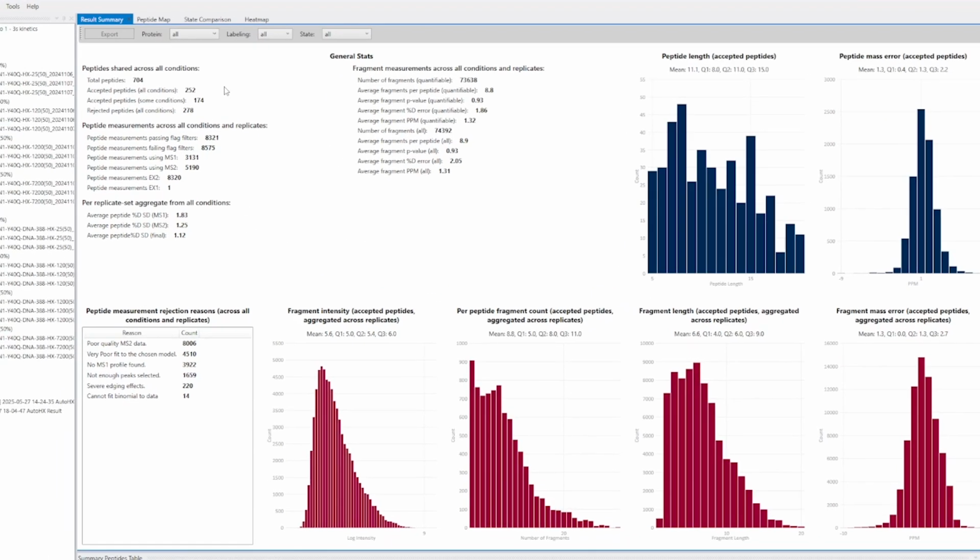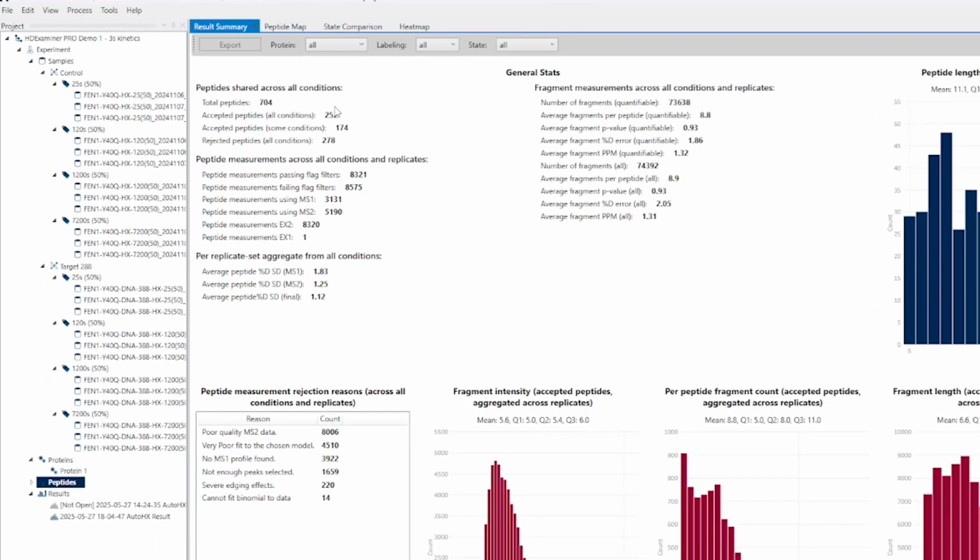For example, if there were any data files that were compromised, perhaps there were signal issues in the mass spec files, or perhaps retention time shifts that were affecting the data negatively, you would see that the number of accepted peptides in the end out of those 700 would be near none, like 0, for example.